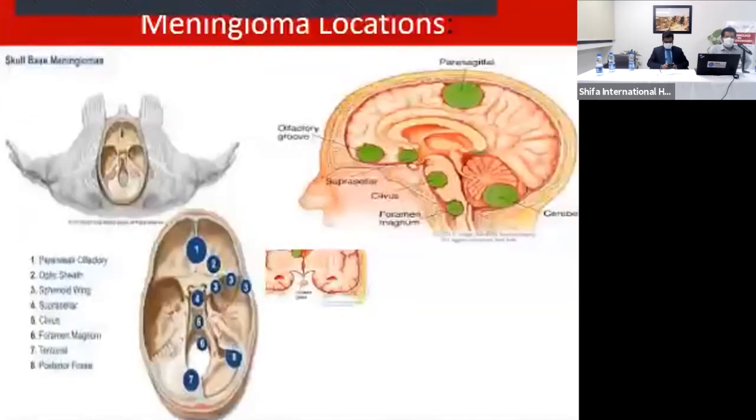Coming to the meningiomas, so basically these arise from the arachnoid layer of the meninges, and these may be present at any place where the dura or meninges are present. So here you can see the parasagittal, olfactory groove, suprasellar, clival, foramen magnum meningiomas, and the cerebellar meningiomas.